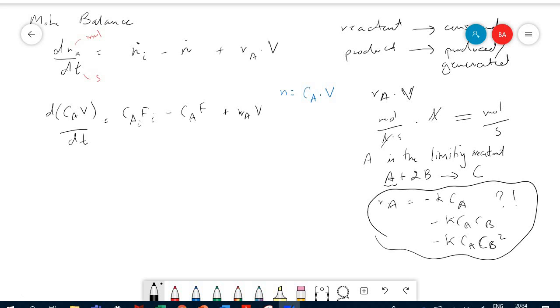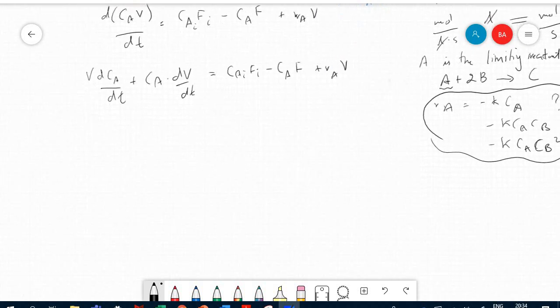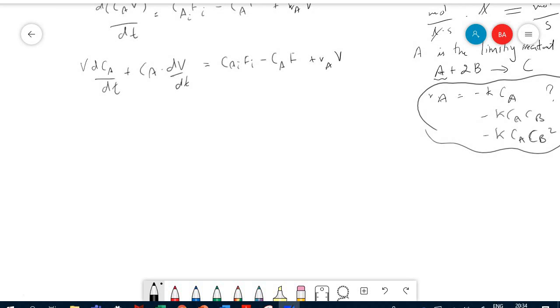So this is the product rule. We are going to apply the product rule here. Both of them are changing with time. So V dCA by dt plus CA into dV by dt is equal to CAN FN minus CA F plus RA into V. Great. Now, we already have the term of dCA by dt, which is beautiful. But what about dV by dt?